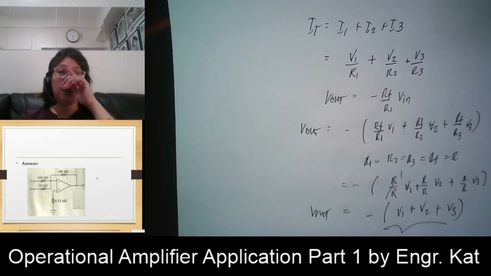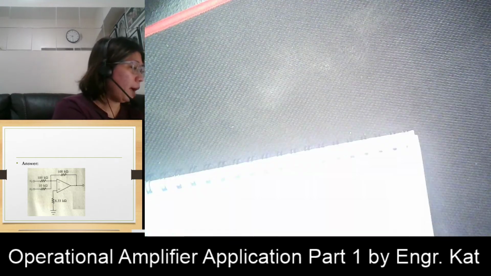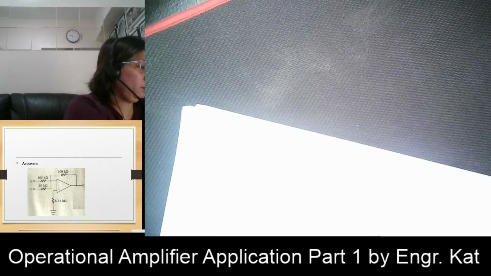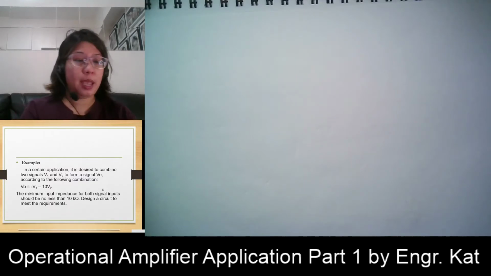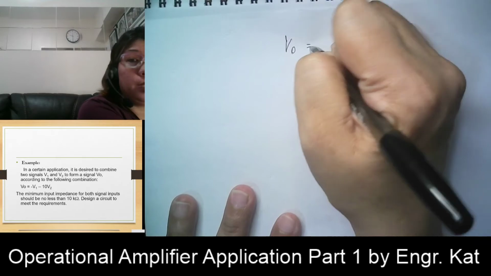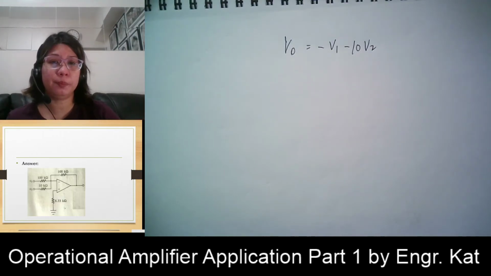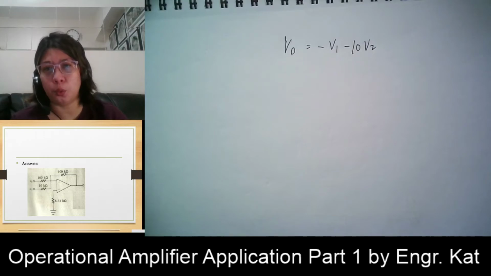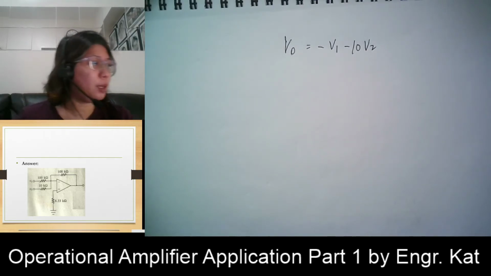So actually, class, we have here your answer. You have two inputs, so we just have to make sure that we can have this output. VO must be equivalent to negative V1 minus 10 V2. Since you share the same RF, we have to make sure that your V1 will have a gain which is equal to 1. So that is equivalent to 100 divided by 100, which is equivalent to 1.